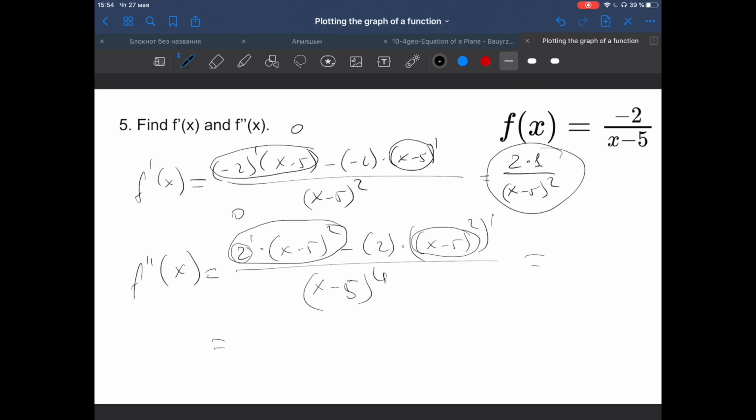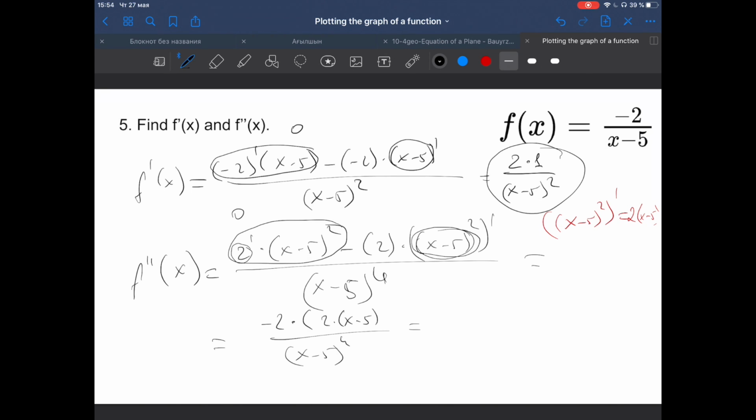After that, we need to take the derivative of this binomial, x minus 5 squared. What will be here, the derivative? I just write here x minus 5 square prime. It will be equal to, we use here chain rule, and I just write here, this will be equal to 2 multiplied by x minus 5. Okay, and if we put instead of this, here we have minus 2 multiplied by 2 multiplied by x minus 5 divided by x minus 5 to the 4 power.